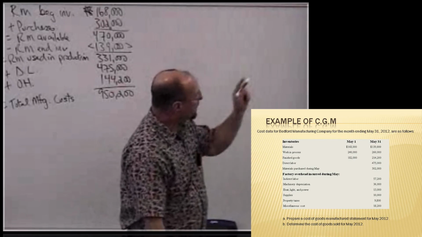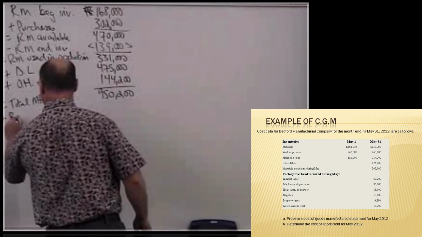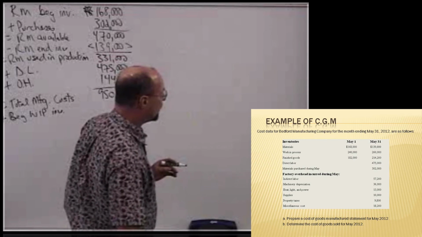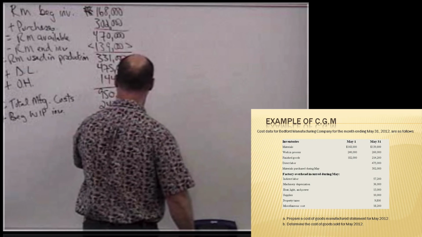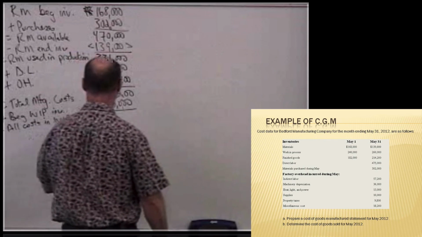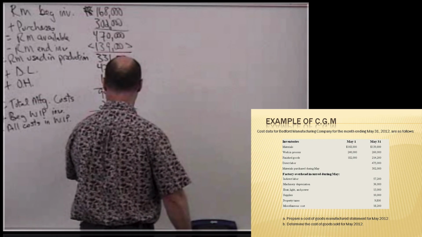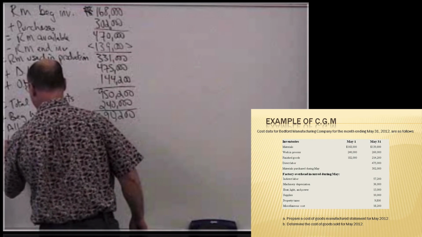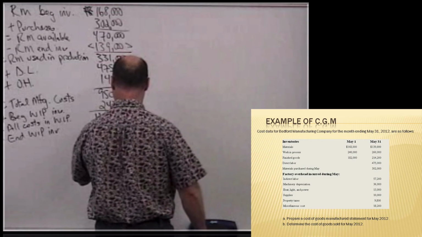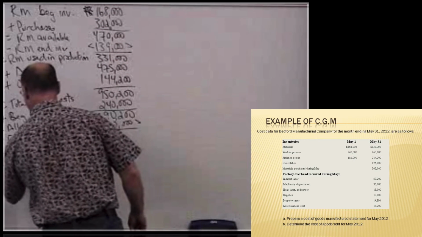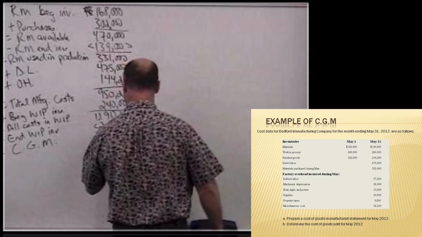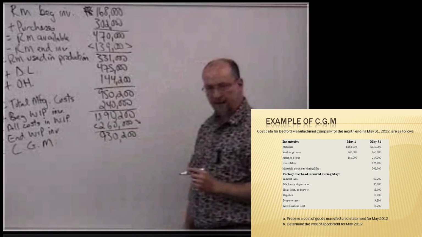950,200. Okay, now we go back and we add work in process, plus beginning work in process inventory, or beginning WIP, beginning inventory, whatever you want to call it, and that's 240, equals all costs in work in process, and let's see, 1,190,200, minus ending work in process inventory from May 31st, which is 260. Okay, and this gives us cost of goods manufactured, and that's 930,200. So there is cost of goods manufactured right there.